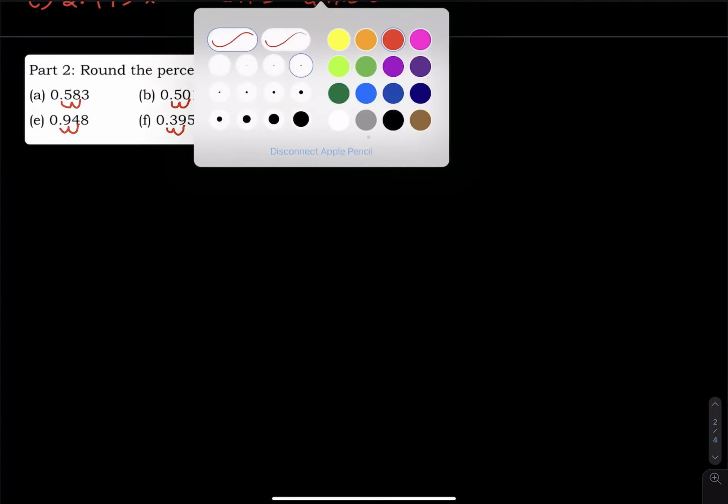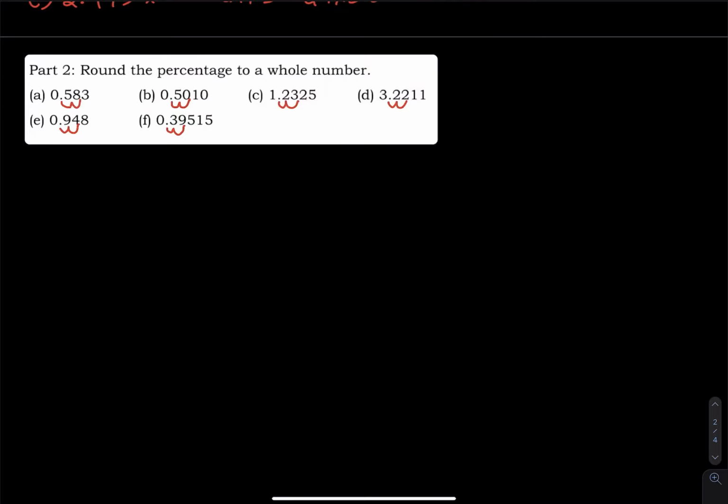So let's move the decimal point. Multiply by 100, right? One step, two steps. Okay. So now 0.5583, you can just write 58.3 because you can pretty much see it, right? If you want to round this to a whole number, 3 is not big enough to add 1 to 8 because 3 is less than 5, then you just write 58%.